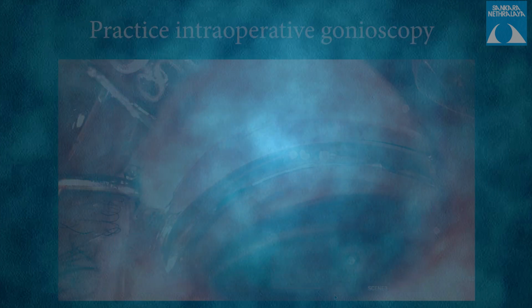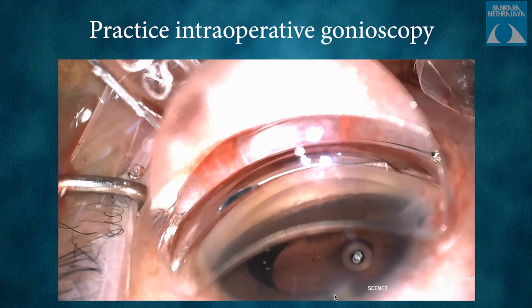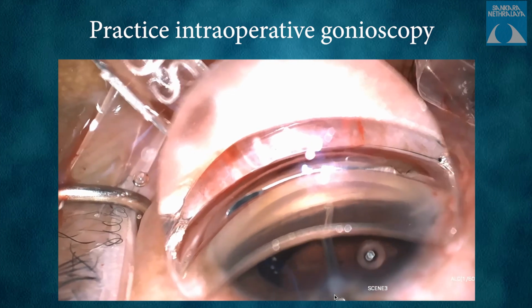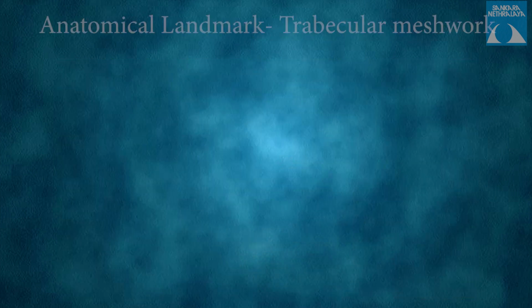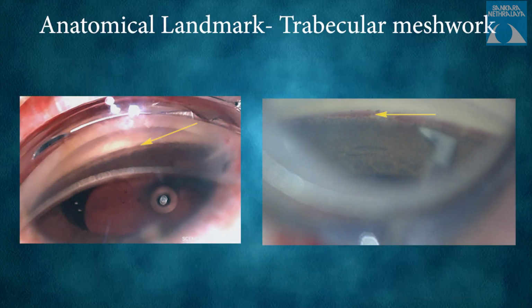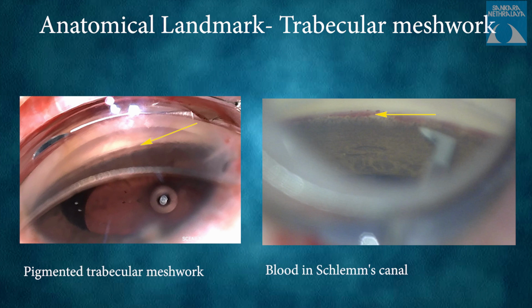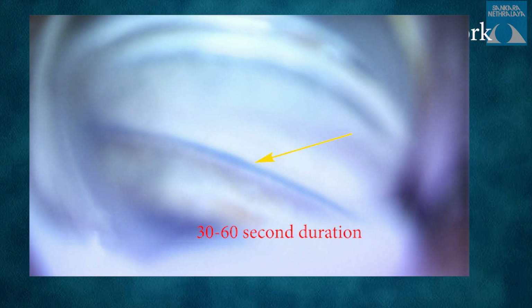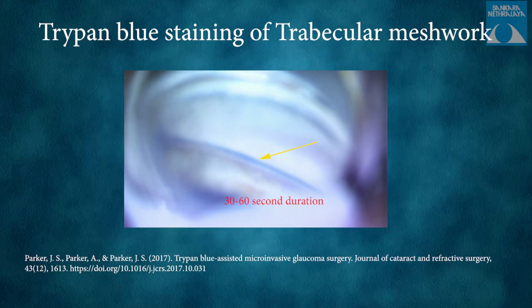This video shows a surgeon performing KDB goniotomy. One can nicely see the angle structures here. How to identify the pigmented trabecular meshwork, which is the site of MIGS surgery commonly? One can identify it by its pigmentation or the presence of blood in Schlemm's canal sometimes. In cases where identification is difficult, trypan blue staining has also been described.